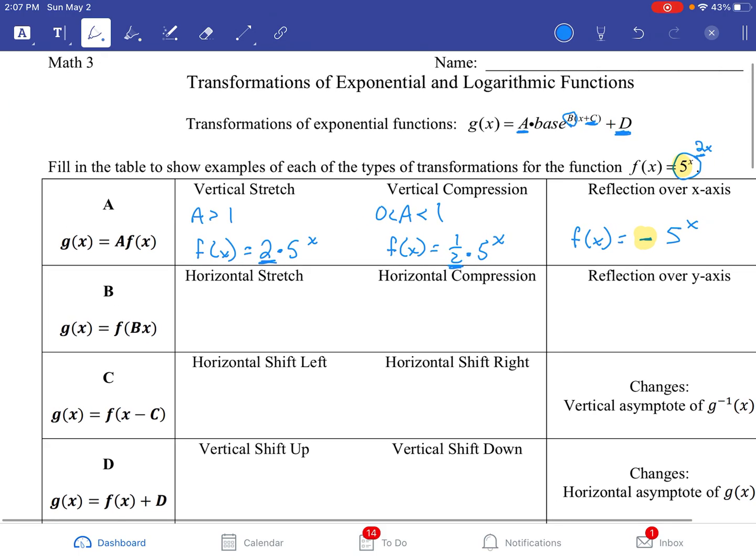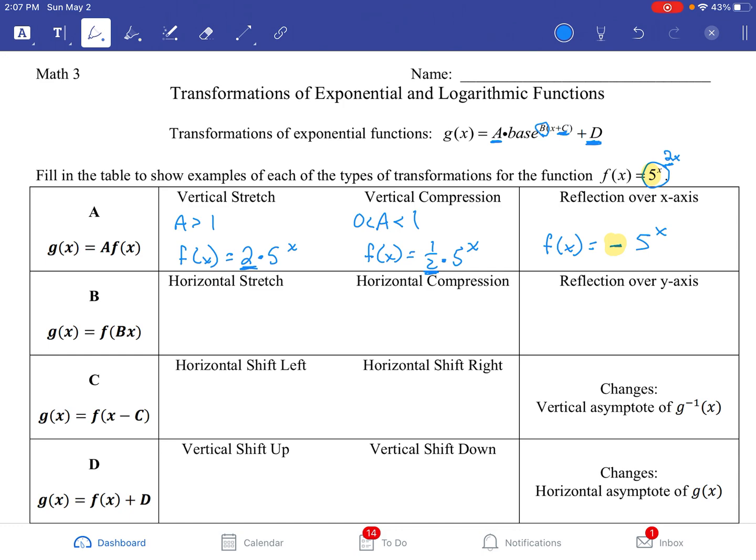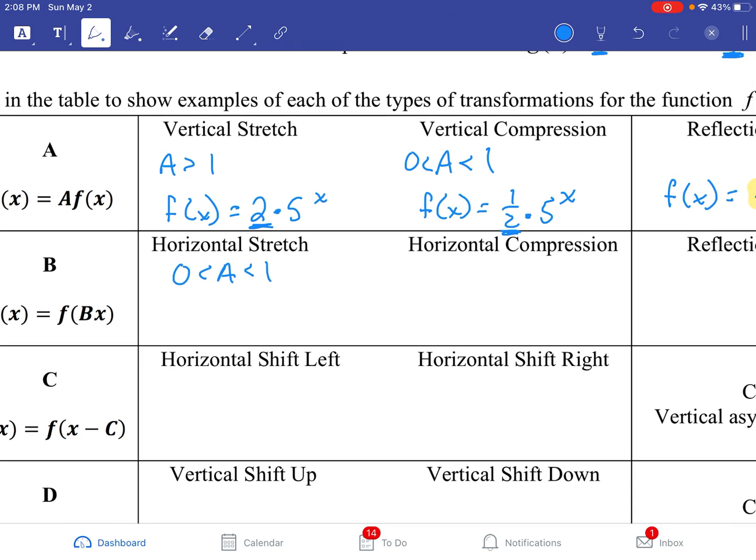All right. Next, your b value. Your b value is if something is multiplied times the x as an exponent. The horizontal stretch is basically the reverse of your verticals. Your horizontal stretch is if b is between 0 and 1. So if we had f(x) = 5^(1/2 x), that would be a horizontal stretch. And your horizontal compression is going to be like your vertical stretch. Your b value is going to be bigger than 1. So that would be like f(x) = 5^(2x).